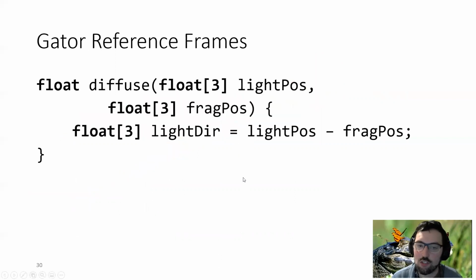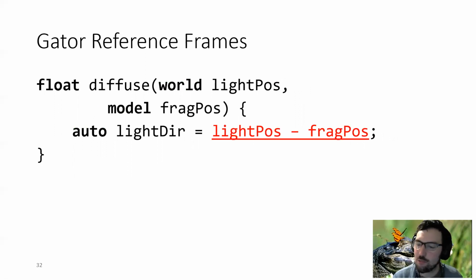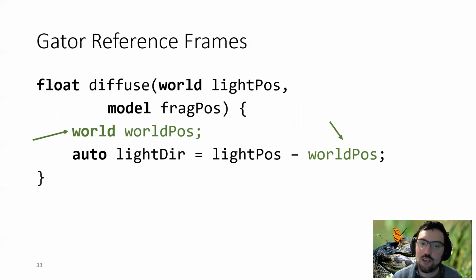In code, the first thing that we're going to do is introduce this idea of flavors, where this is our first step into a geometry type. We're going to introduce world and model for light position and fragment position, and then finally we have auto, which is just an inference. It's going to infer the type of what light direction is. In this case, what we will actually get is an error because light position and fragment position are in different reference frames, so we can't apply a subtraction between them. However, by introducing the world position vector, then we can have the correct types and the flavors all work out.